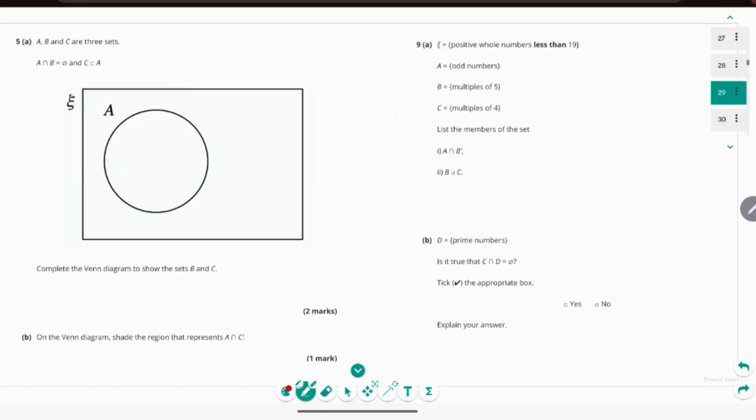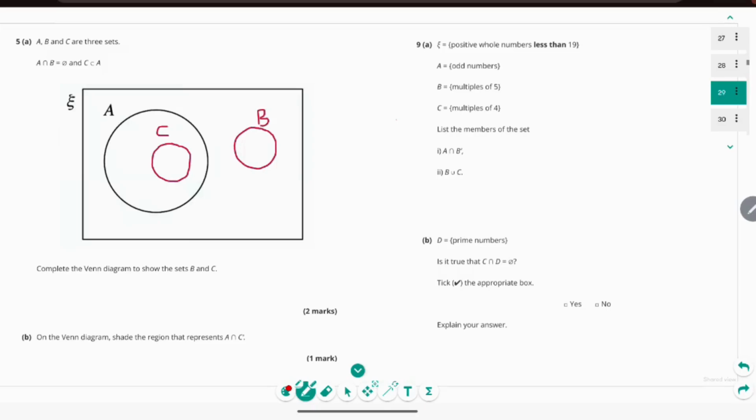A, B and C are 3 sets such that A intersect B is the empty set. C is a subset of A. Complete the Venn diagram. C is a subset of A, so all of C is in A. A intersect B is the empty set, so B is out here. B and C have also got to be the empty set as well.